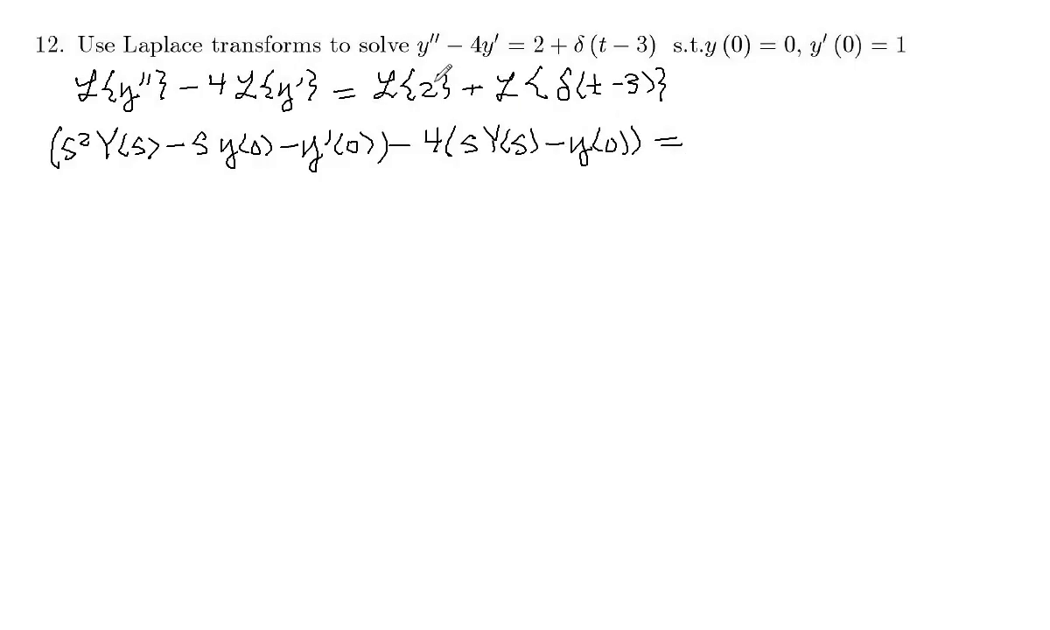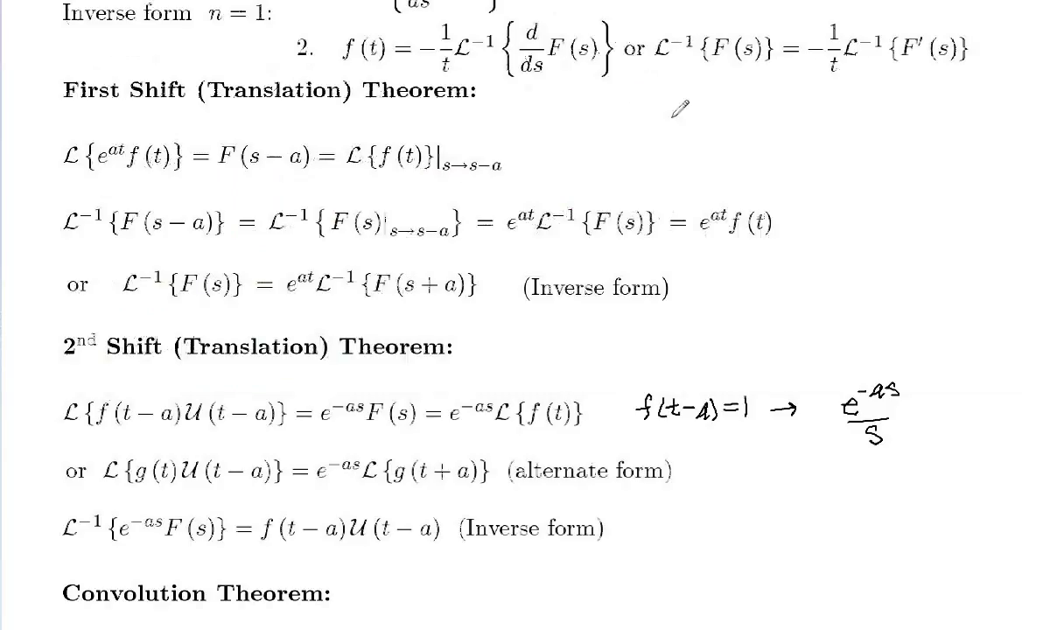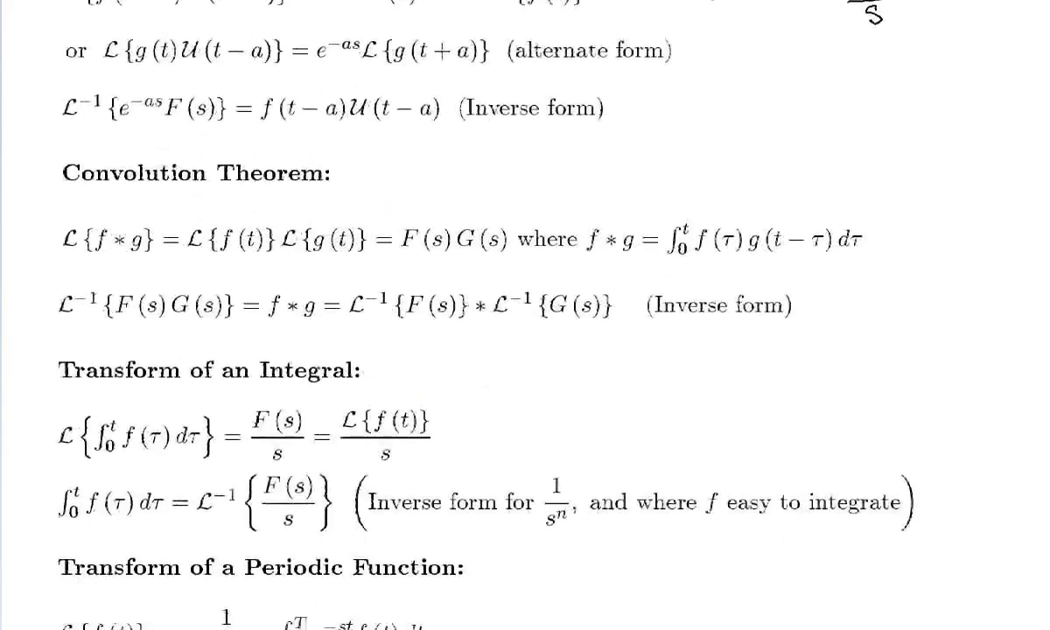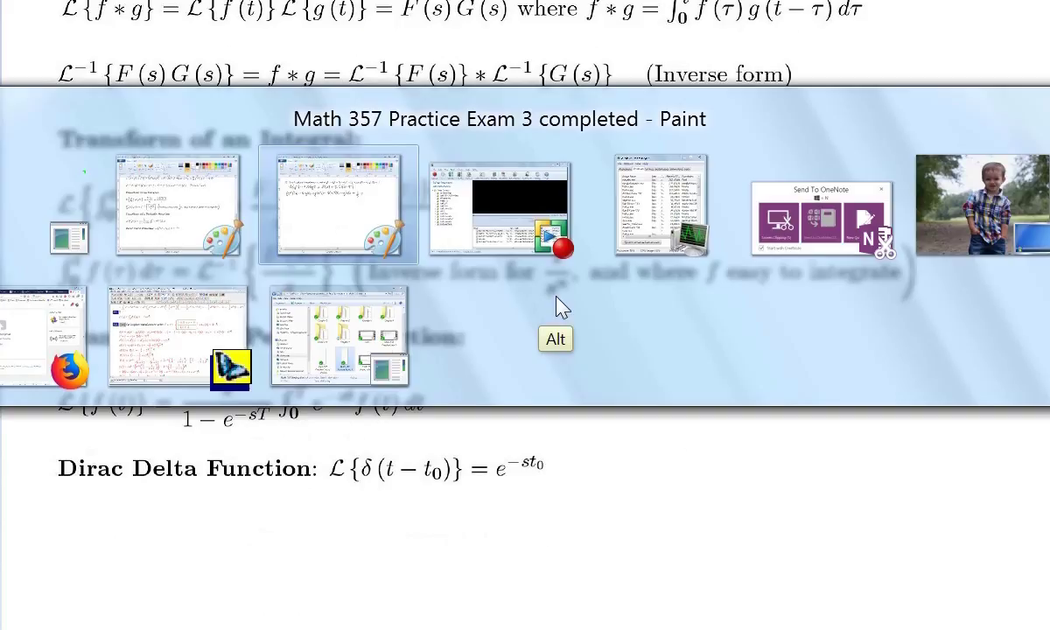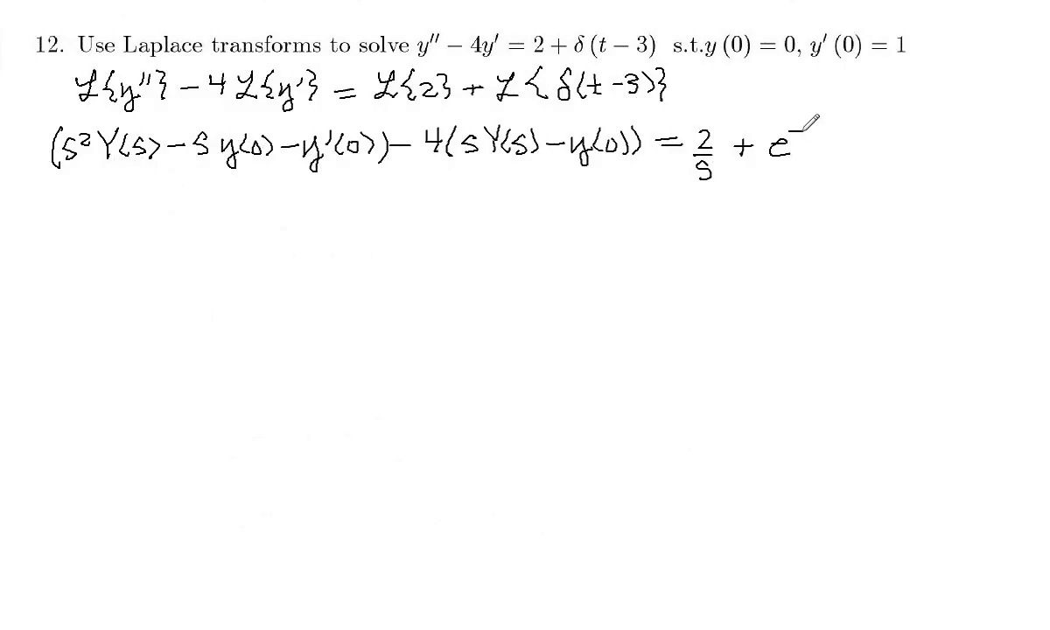equals the transform of 2. Well, the 2 can come out in front, and the transform of 1 is 1 over s, so this will be 2 times 1 over s, 2 over s, plus, and now the transform of delta of t minus 3, so that's way down here at the end. The transform of delta of t minus t0 is e to the negative s t0. So our t0 is 3, that's going to be e to the negative 3s. And let's see, y of 0 is 0, so this term drops out. Y prime of 0 is 1, so that's a 1. And y of 0 here is 0.